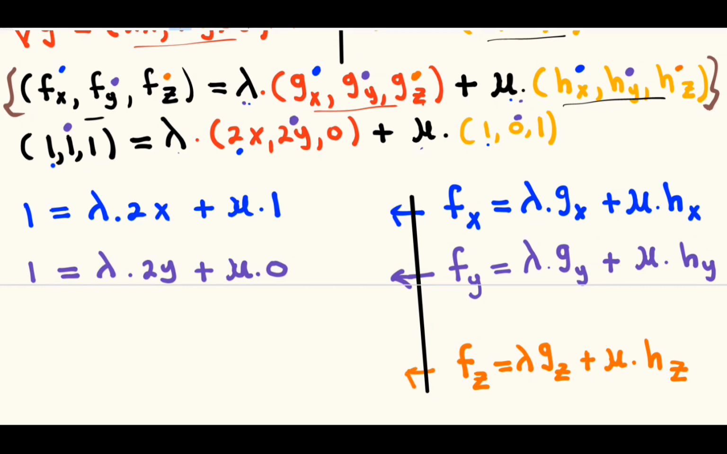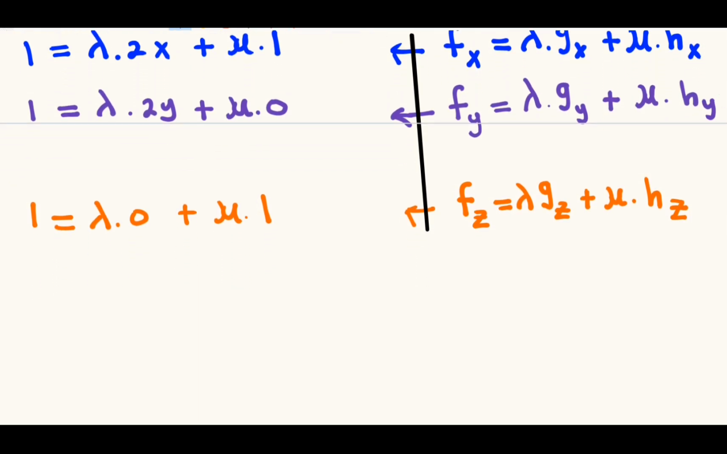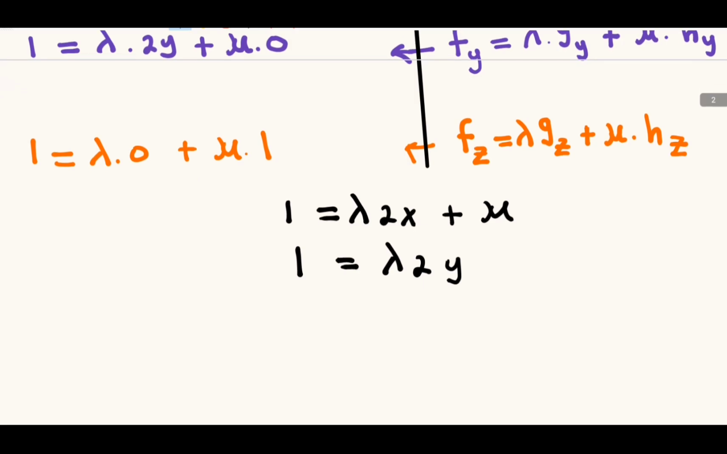And inside the z component, we'll substitute the 1, the 0, and the 1. 1 will be equal to lambda multiplied by 0 plus mu multiplied by 1. Finally, we have our three equations. 1 will be equal to lambda multiplied by 2x plus mu. 1 is equal to lambda multiplied by 2y. The mu multiplied by 0 will be 0. And we have 1 will be equal to mu.